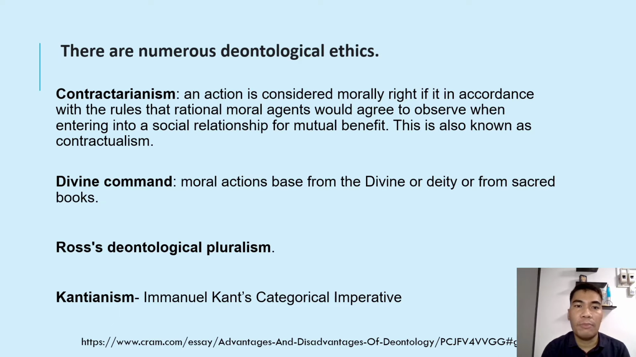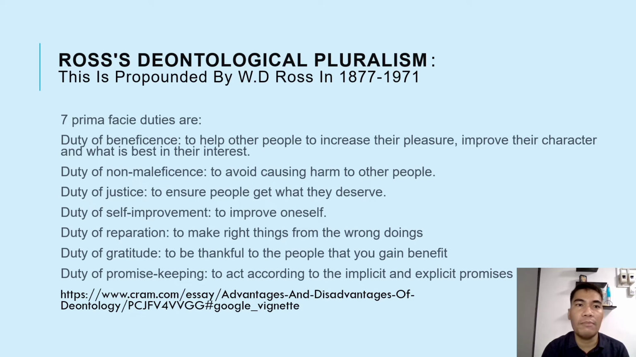Then we have divine command theory, moral actions based from the divine or the deity or God or from the sacred books. Then we have Ross's deontological pluralism. Then we have Kantianism, which is our focus in this discussion, Immanuel Kant's categorical imperative. So, for example, Ross's deontological pluralism. This is propounded by W.D. Ross, 1877 to 1971.